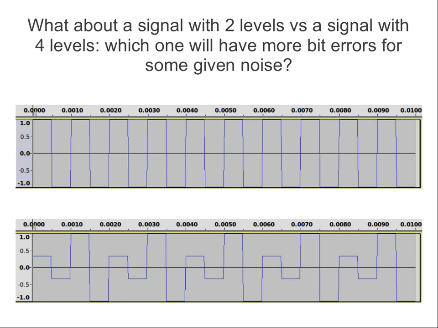Of course, the exact numbers are not important here. It's the concept of more levels, more errors. More levels, higher data rate. So that's the trade-off we need to deal with.